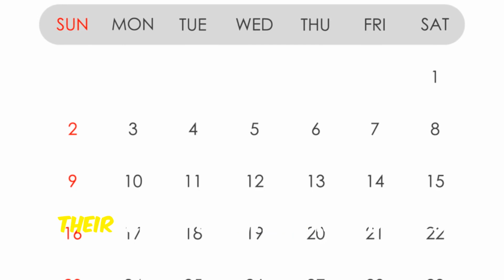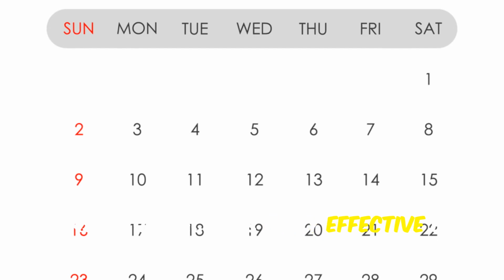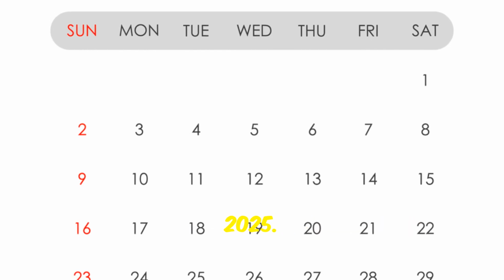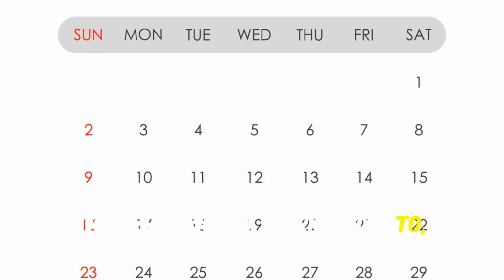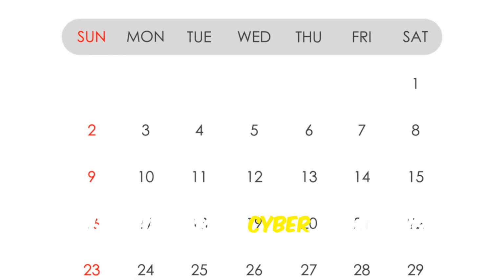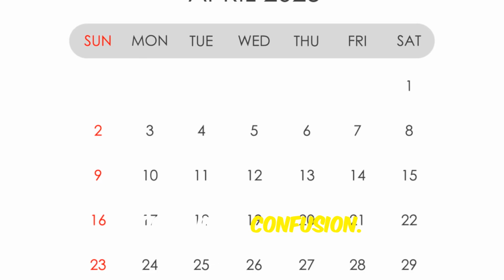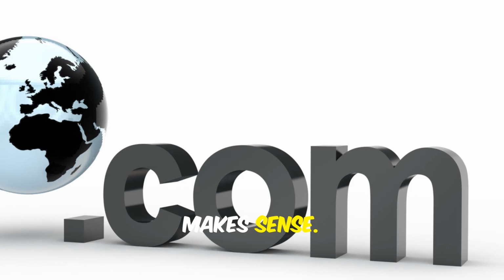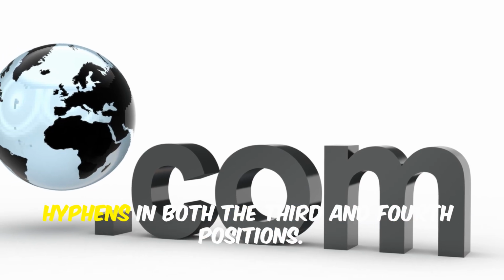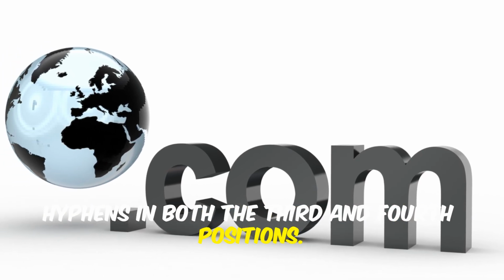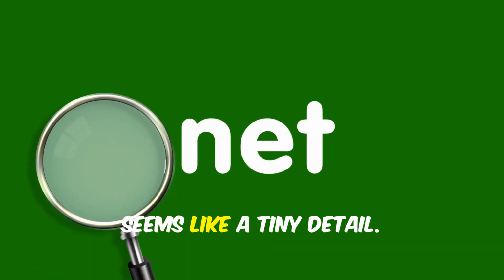Well, for example, their IDN implementation guidelines version 4.1 becomes fully effective by April 30th, 2025. By the way, they're designed specifically to, quote, "minimize the risk of cybersquatting and consumer confusion." Okay, makes sense. And these guidelines explicitly forbid constructions like hyphens in both the third and fourth positions, like ab--cd.com. That's a no-go. Huh, seems like a tiny detail.